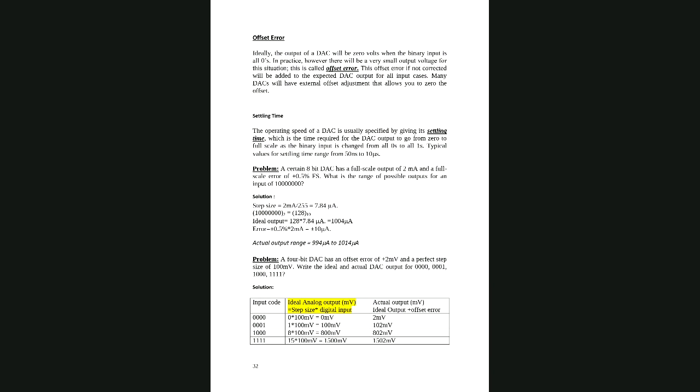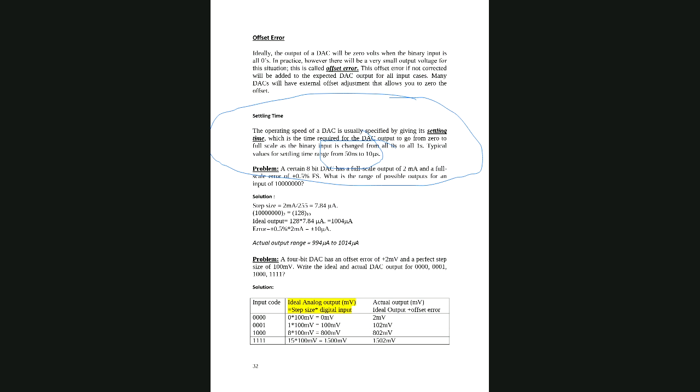Settling time is the operating speed, as I said to you, that you have a digital input and you have to find the output. It will take some time to give the output. It is called settling time. So we call it operating speed. Typically, how much is it? It is 50 nanoseconds to 10 microseconds. That is called settling time, the time it takes to give the output.